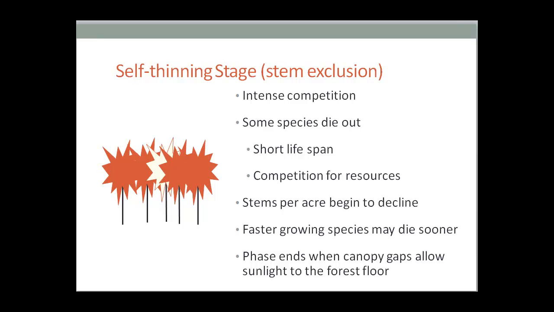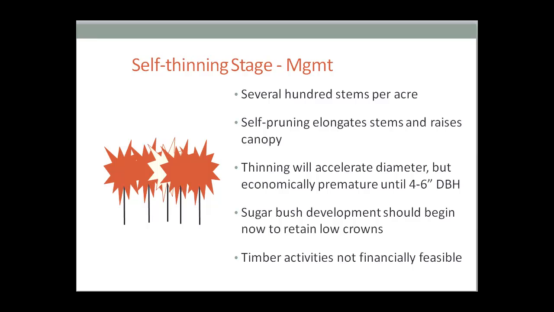The number of stems per acre has maximized in the previous stage, in the stand establishment stage, and the number of stems per acre will decline. The faster growing species are often those that will die sooner. It's just the nature of their strategy. This particular phase ends when the species start to vertically stratify, so some species will be growing taller, some species won't grow as tall, some stems will die. This will allow for sunlight to penetrate to the forest floor and begin what we call the stand reinitiation stage.